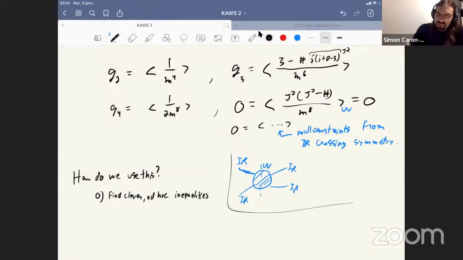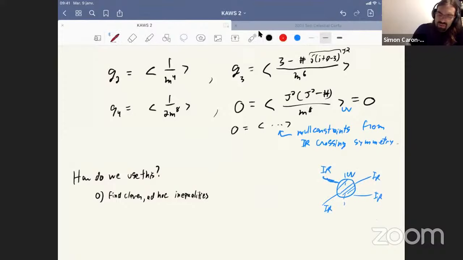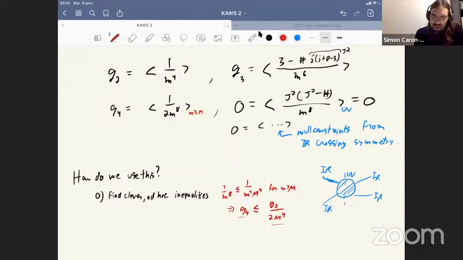For example, I'm going to just exemplify this a little bit. Since the average is over states that are heavy, the things that we don't know are the things that are above the cutoff. It's kind of obvious that 1 over M8 is less than 1 over capital M4, for M greater than capital M. And that implies that G4 can't exceed G2 over 2M4. So the coefficient of more derivatives has to be suppressed by more. You can find a bunch of ad hoc inequalities like this.